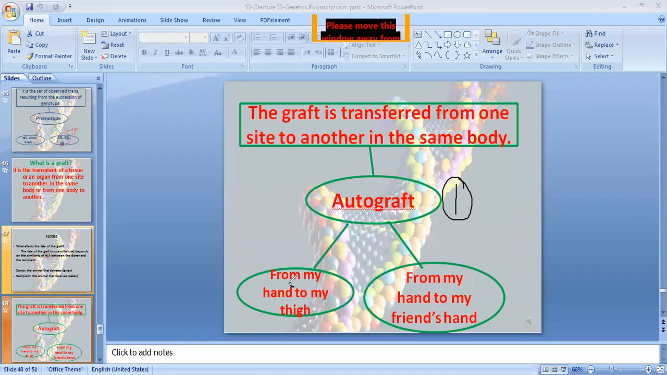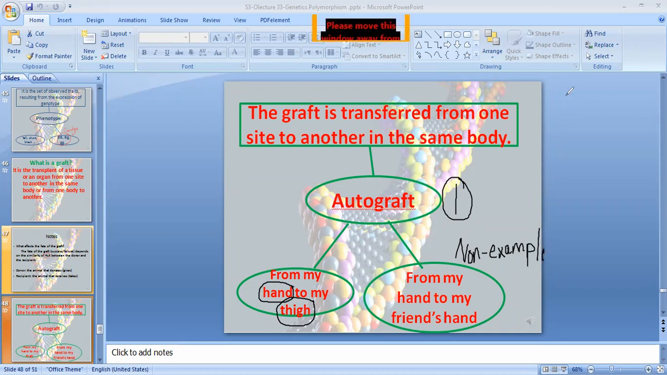For example, from my hand to my thigh. Thigh, by the way, هي الفخذ. Okay? So here, from my hand to my thigh. However, an autograft non-example is from my hand to my friend's hand. This is a non-example of it. So here, first we have this, which is called the Frayer model, by the way. We already talked about this before.